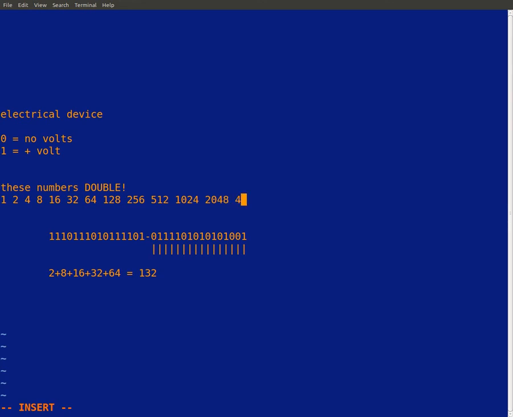2048. 2048 doubled is 4096. 4096 doubled. Jesus. I don't know what 4096 is doubled. Alright? But you would have to keep adding. Right? Okay? That's binary. That's how binary goes across. Binary is not that hard.